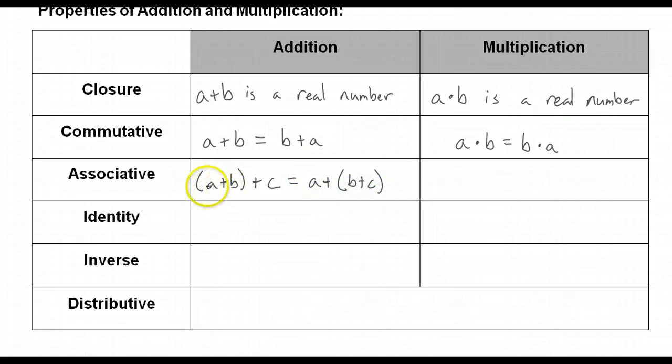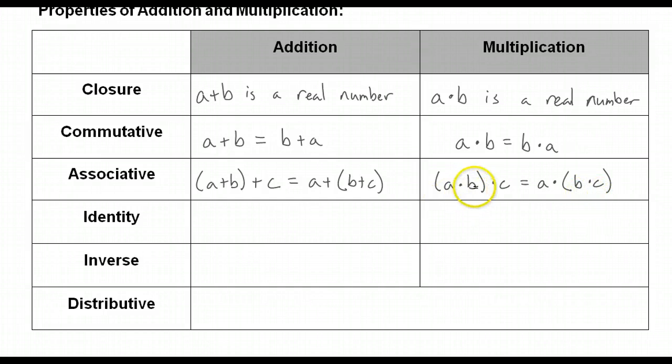If I take a plus b first, because it's in parentheses, and get that answer and add c, I'm going to get the same answer as if I take b plus c, get that answer, and add a to that answer. As long as I have addition all the way across, I can change my association. Same with multiplication. If I have multiplication all the way across, I can change the order in which I multiply.